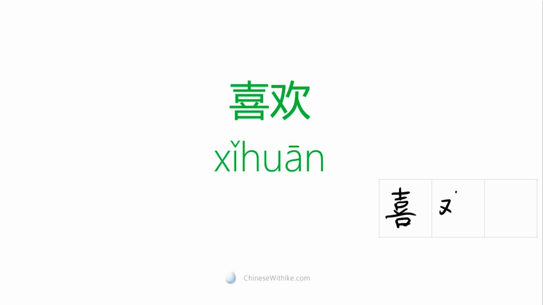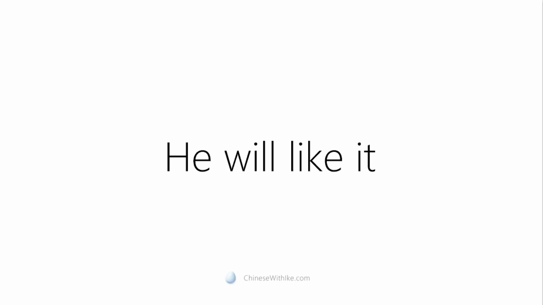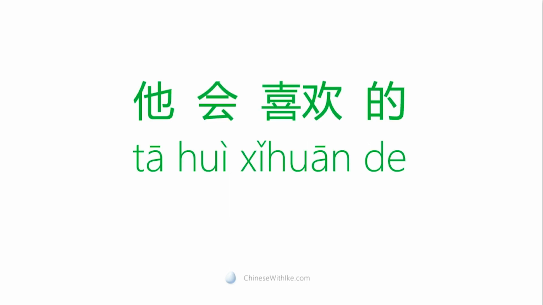Do you remember how to say like? 喜欢 Now try this. He will like it. 他会喜欢的 When you talk about the third person, you have confidence of what you are going to say. So here, we also use the 的 in the end.